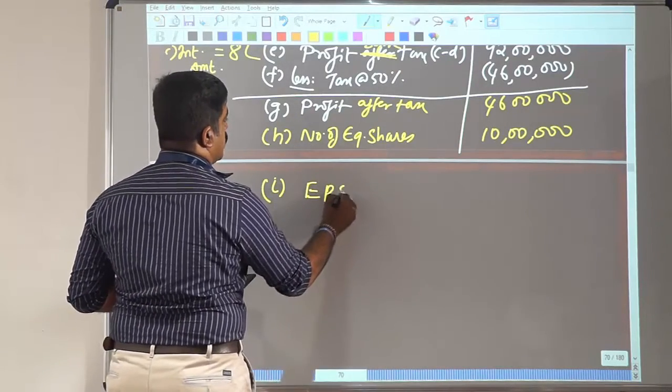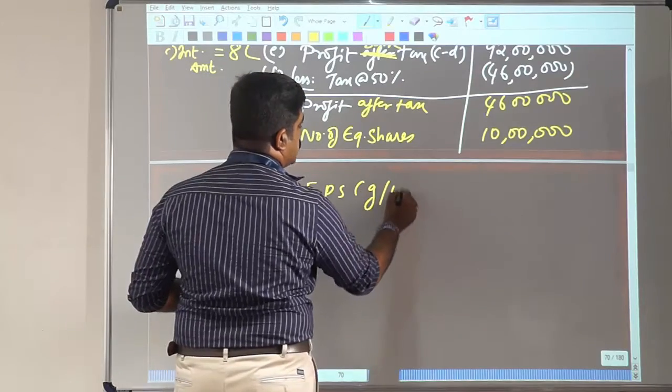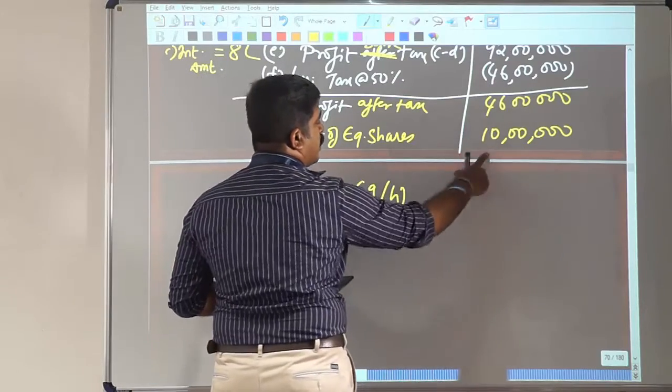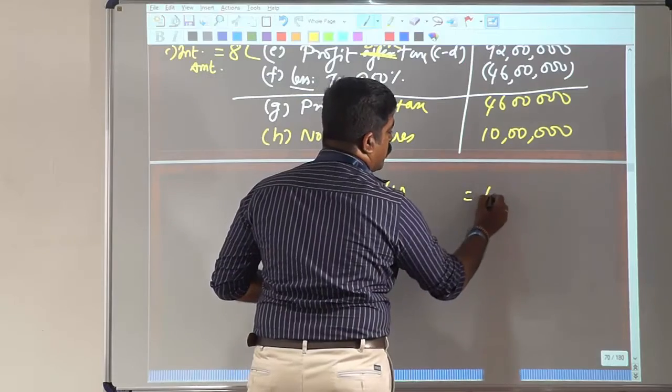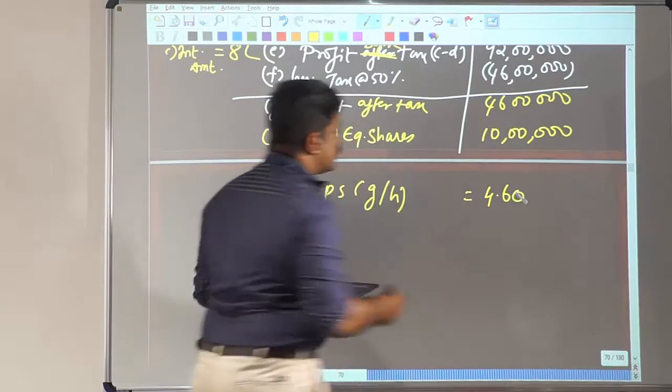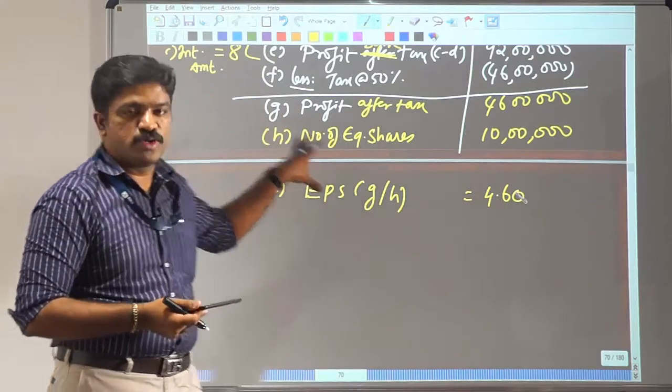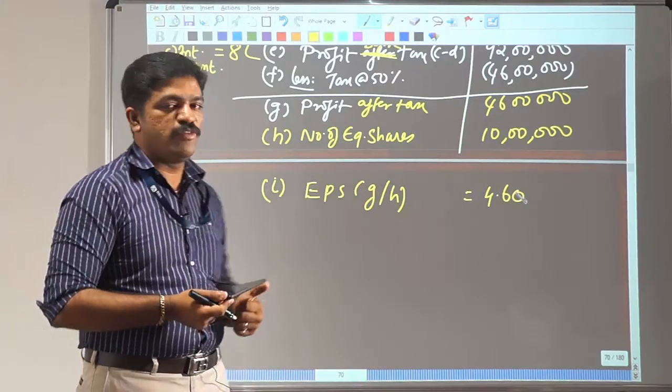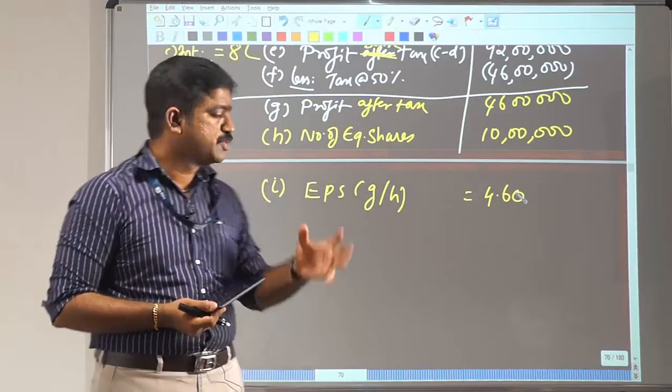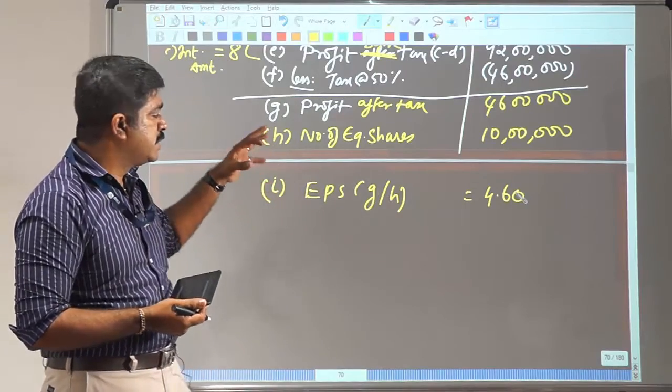EPS is nothing but item number G divided by H. So it is 46 lakh divided by 10 lakh. So it is going to be 4.60. So if the company goes for option 2, their EPS is going to be 4.6, but still now we cannot take a decision before analyzing the third option.